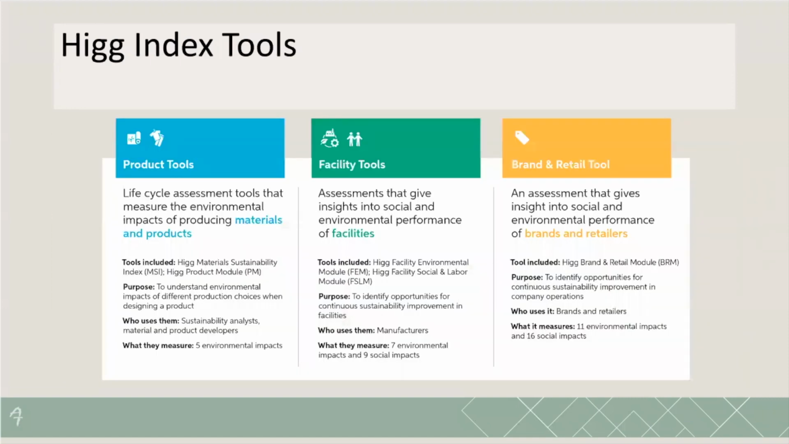And then the last slide in this lecture is really just a quick plug or overview of the Higg Index tools. This is a suite of tools that was originally heavily developed and influenced by the outdoor industry. So back in 2008, 2009, 2010, the outdoor industry had a tool it had developed called the Eco Index, which was intended to provide a shared benchmarking and measurement platform related to sustainability of products and facilities.